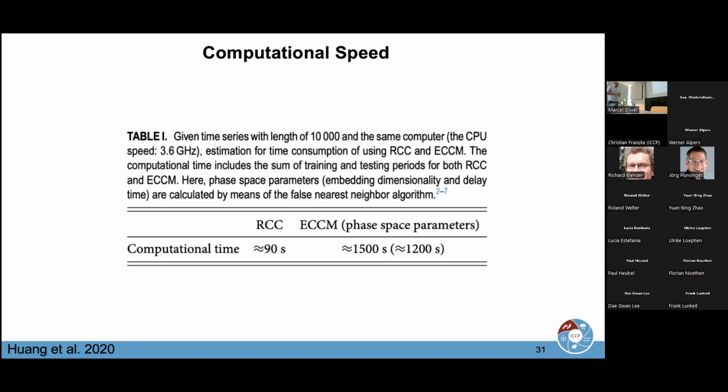So just here, computational speed. I did this, I think, on a laptop with a 3.6 gigahertz CPU, but I guess it would be relatively similar on other computers. For a given time series of 10,000 data points, reservoir computing would do this in about 90 seconds. For convergent cross mapping, you would take 10, 15 times longer. So that's one of the main advantages of using this machine learning approach compared with convergent cross mapping. And of course, it's much less sensitive to noise, which is also very important.